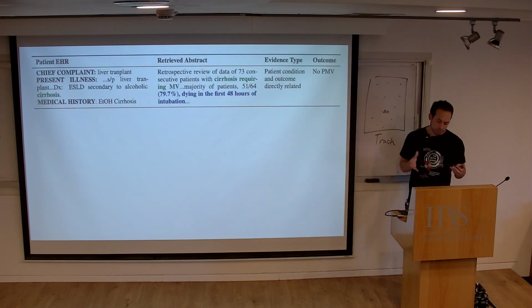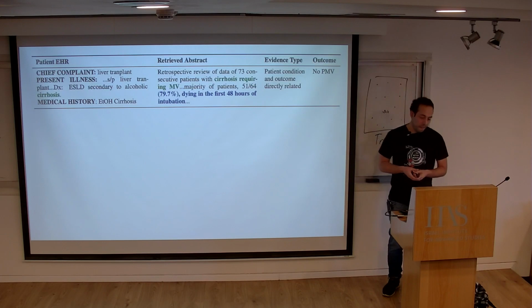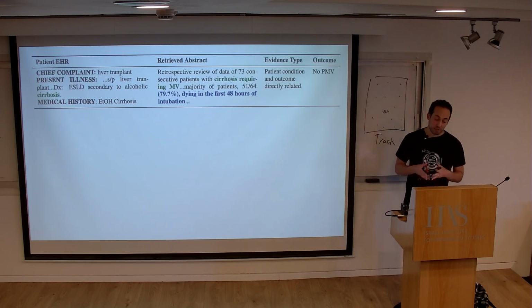And here are just two more examples, in the interest of time, from our paper. So this patient has cirrhosis, and we retrieve a paper that says that cirrhosis patients, when they require mechanical ventilation, tend to die in the first 48 hours of intubation, at least in this study. I don't know if this holds across all your experiences in hospitals.